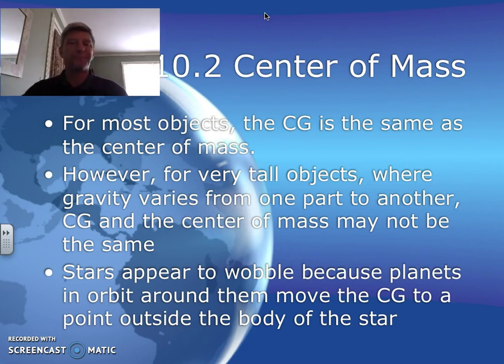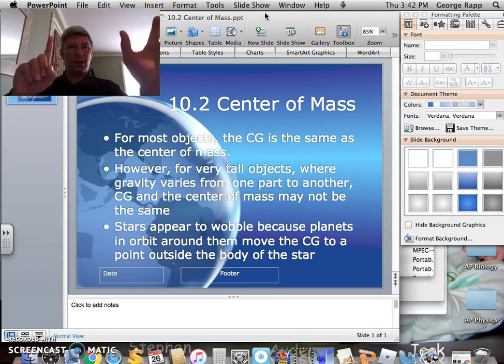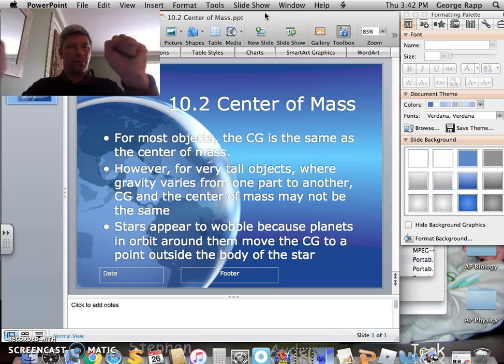This is something that astronomers can use to identify solar systems or stars that actually have planets around them, because the star itself will actually move as the planets orbit them. All right, they'll wobble. They'll move toward where the center of mass might actually be. So stars appear to wobble because planets in orbit around them move the center of gravity to a point outside the body of the star.